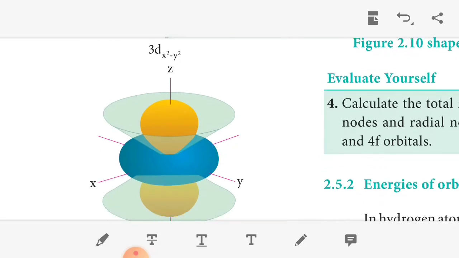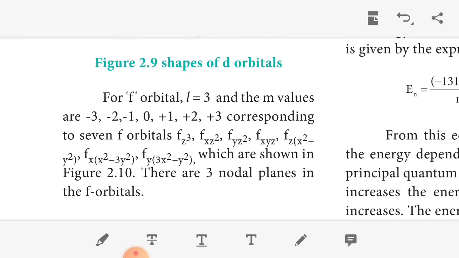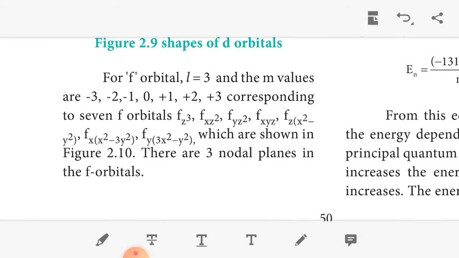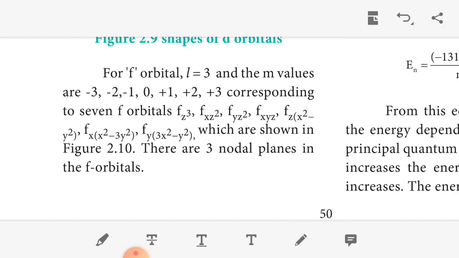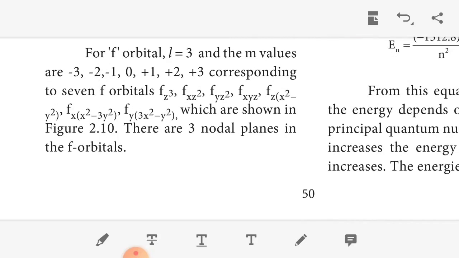The next, f orbital. For the f orbital, l equal to 3, so the m values are -3, -2, -1, 0, +1, +2 and +3. So from -3 to +3, there are 7 f orbitals. They are shown in the figure, with 3 nodal planes in the f orbitals.